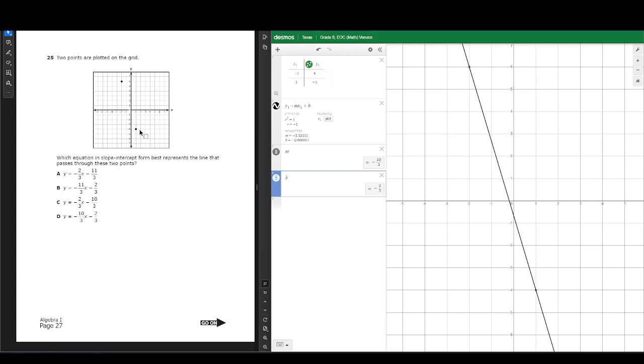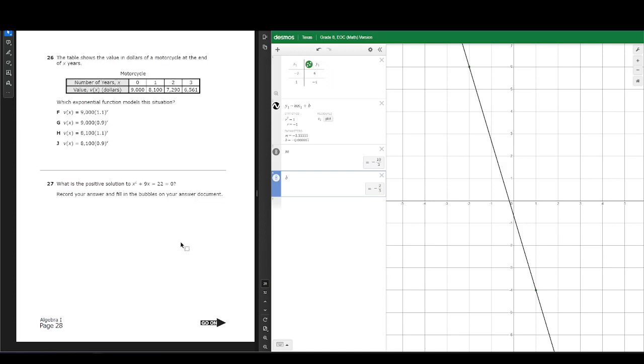Of course, as usual, we want to be solving that using the 2 points, plugging them into point-slope form, and then converting point-slope form into slope-intercept form.